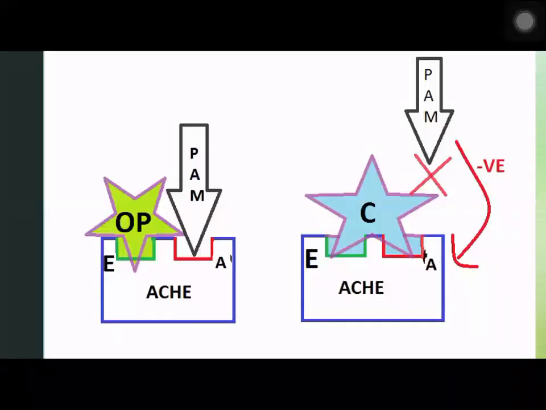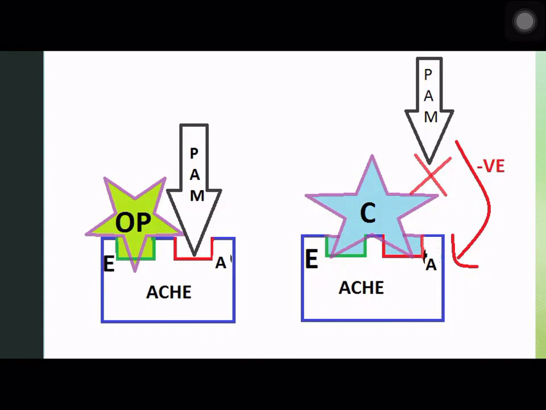Then this is the picture showing the acetylcholinesterase. And there is a difference between organophosphorus and carbamates that we will discuss. So here the acetylcholinesterase has an esteric site and an anionic site. The organophosphate compound will bind at the esteric site. And whatever oximes we are giving, they bind at the anionic site. So that is why oximes, before the aging, can be used as an antidote in organophosphorus poisoning.